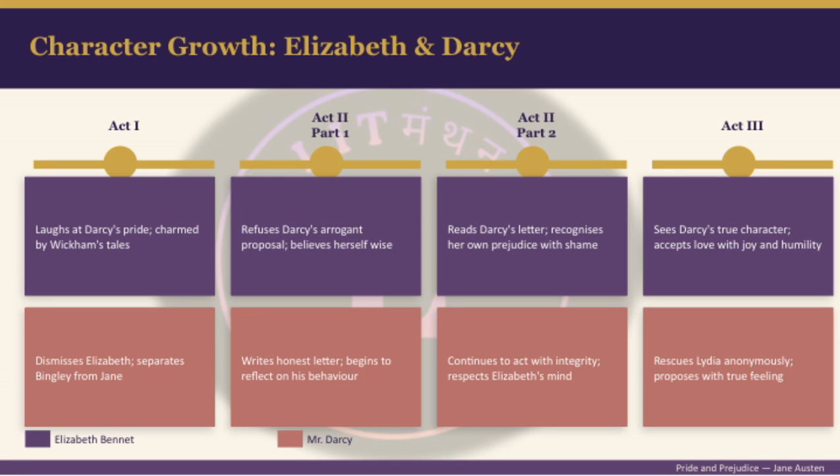Elizabeth, in turn, recognizes Darcy's true nature, accepts his love with joy and humility, and we see her character evolve into someone who is more understanding and open-minded. Overall, this slide highlights how both Elizabeth and Darcy grow through self-awareness, honesty, and overcoming their prejudices, which is central to the theme of the novel, personal growth, and the importance of looking beyond first impressions.